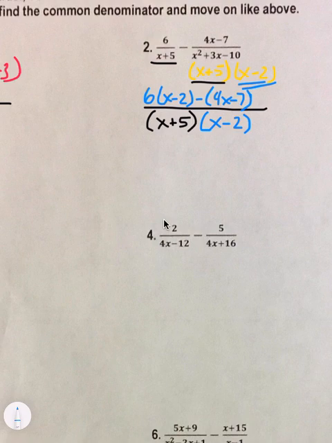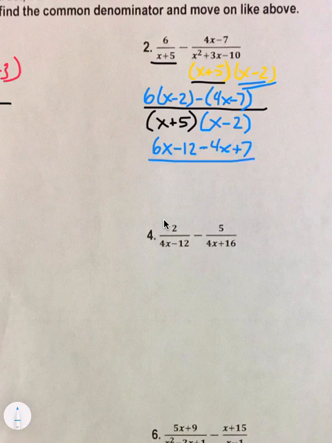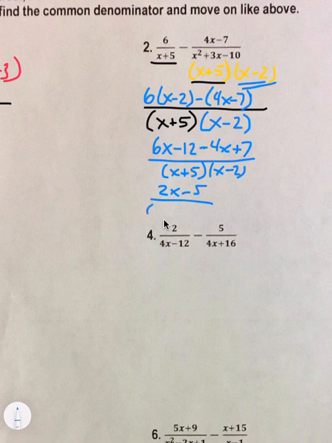So now we can simplify. So we get 6x minus 12 minus 4x plus 7 all over x plus 5 times x minus 2. And then we can make that 2x minus 5 over x plus 5 times x minus 2.